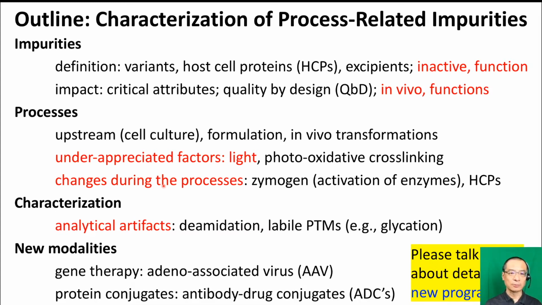First part is about process-related impurities. I will give you a few examples of upstream formulation and also some underappreciated factors such as light and cross-linking. And I'll very briefly talk about changes during the process. And then I will talk about characterization, focusing especially on analytical artifacts. I use deamidation and AAV as an example.